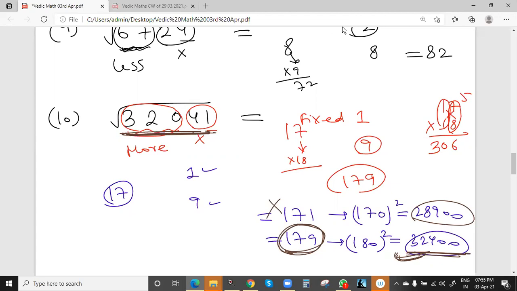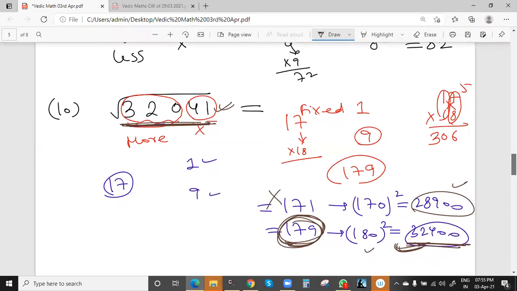Suppose if you take 1, then the value will be 171. 171 squared is 32041. So we'll take the near value 170. 170 squared is 28900, and near to this, 179 will be 180. 180 squared is 32400. 32400 is very near to this value. So that means 179 will be the answer.